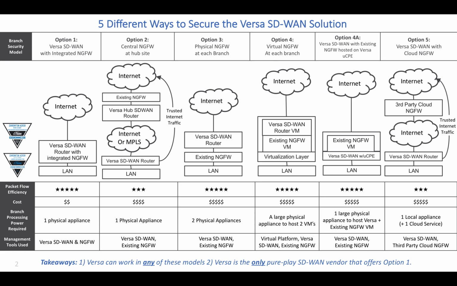So these are the 5 options. I guess a key takeaway here is you can use Versa in any one of these different scenarios. And then 2, we're the only pure play SD-WAN vendor that offers option 1, basically integrated next-gen firewall with unified threat management.